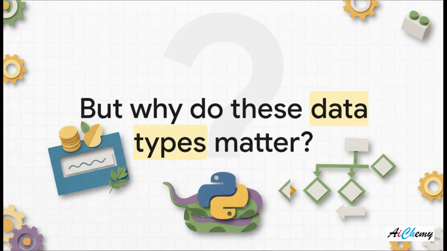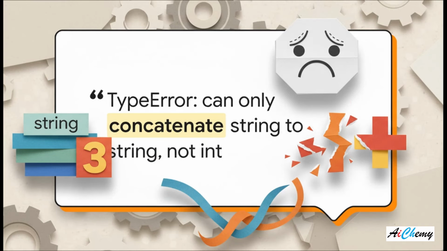So this brings up a really important question. Why does Python care so much about the type of data we put in the box? Why can't we just throw everything in there and mix it all up? And here is the perfect reason why. If you try to add a number, an integer, to a word, a string, Python just stops and throws what's called a type error. It gets confused, because you can't really do math with text, right? Understanding these data types is exactly what helps us avoid breaking our code in these simple, predictable ways.